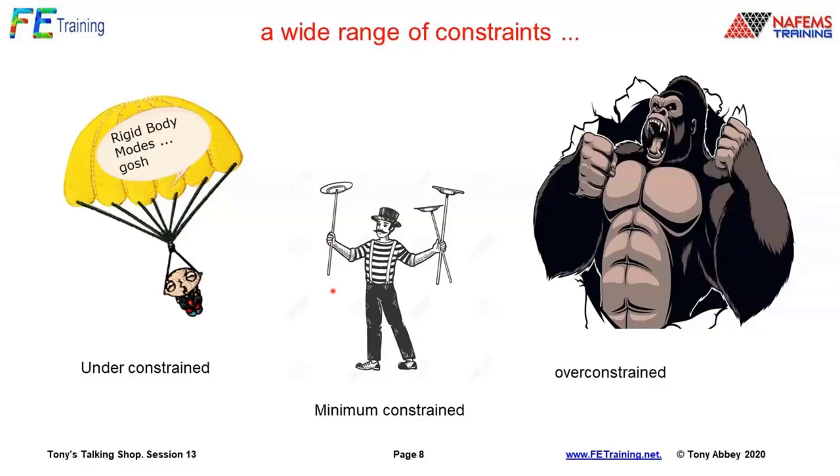We looked at under constrained, essentially rigid body modes coming in. The structure won't run statically. Over constrained is more subtle. Is the model over constrained or not? There's an issue we can talk about. And then the minimum constraint is a very interesting approach. It actually becomes a particular methodology we can have a look at.